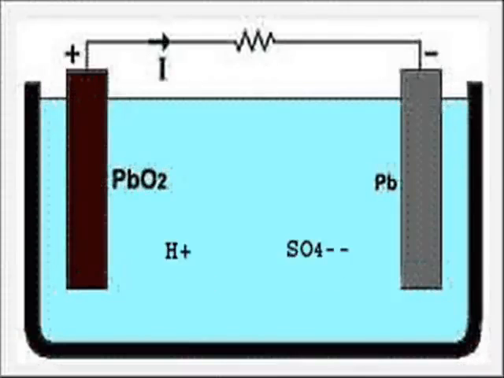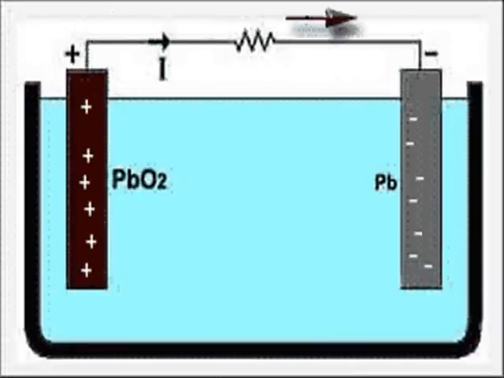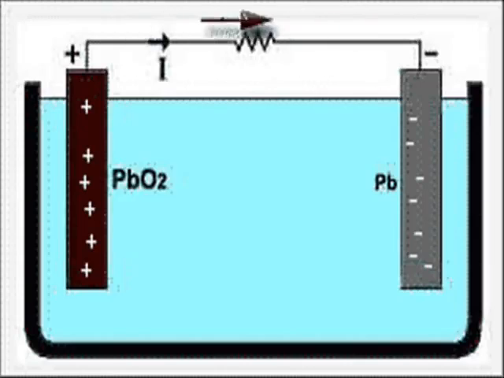As positive hydrogen ions take electrons from the lead peroxide plate and negative sulfate ions give electrons to the lead plate, there would be an inequality of electrons between these two plates. Hence, there would be a flow of current through the external load between these plates for balancing this inequality of electrons. This process is called discharging of the lead-acid battery.